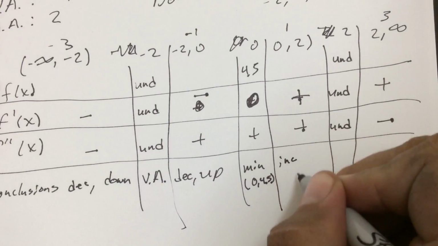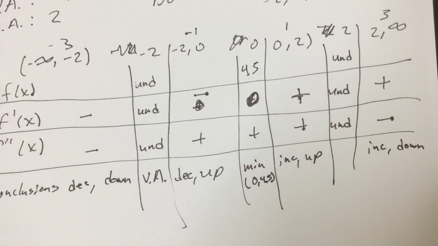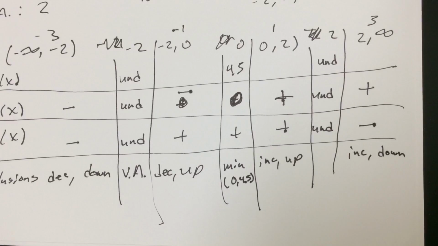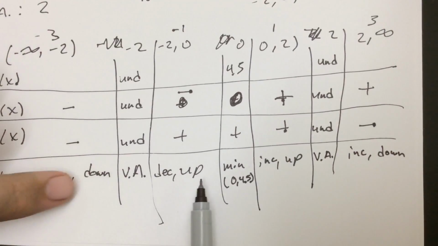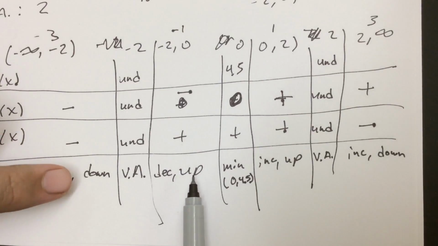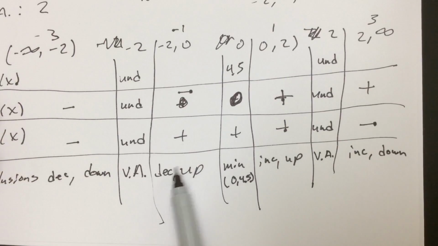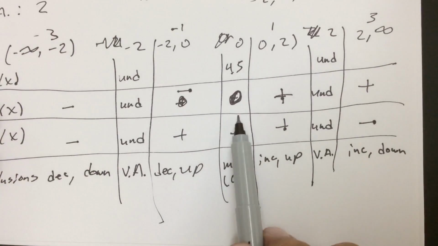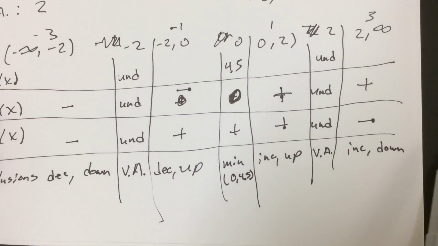Here would be increasing and up. Here would be increasing and down. And our last one here is a vertical asymptote that I missed. Even though we go from down to up, this isn't a point of inflection because it's a vertical asymptote. We don't cross vertical asymptotes, so it technically doesn't switch in the graph. Here, though, we go from decreasing to increasing, so that's a min, also with our second derivative test. Again, vertical asymptotes, even though it switches, not a point of inflection.